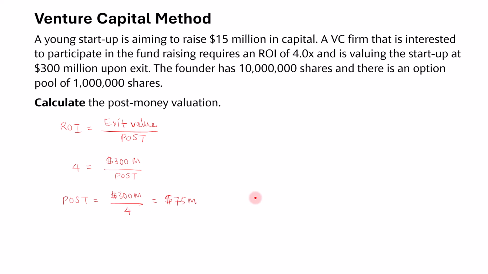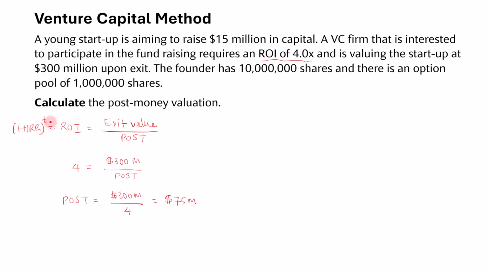Now, of course, other than giving the ROI, they could give you the IRR as well. If the IRR is given, then they will also need to provide you the period of holding, which is the investment horizon. Then this would be replaced with 1 plus IRR to the power of t, where t would be the investment horizon.